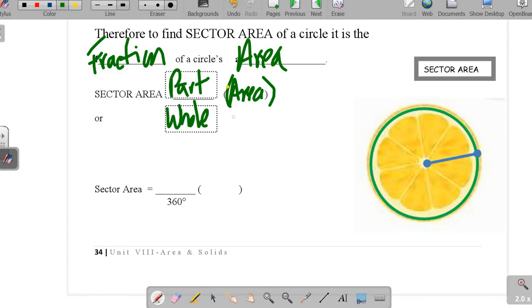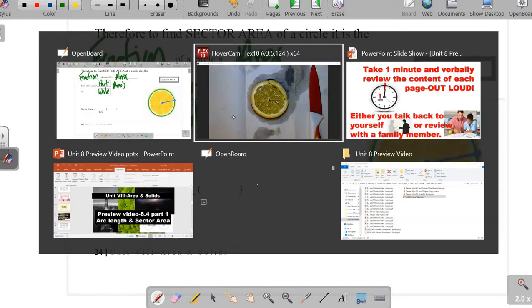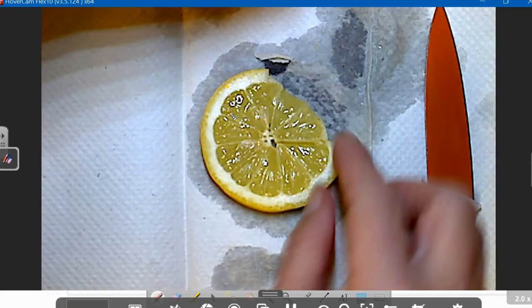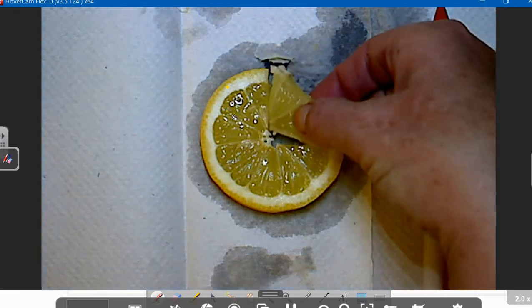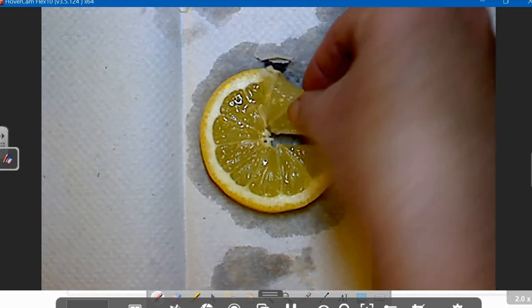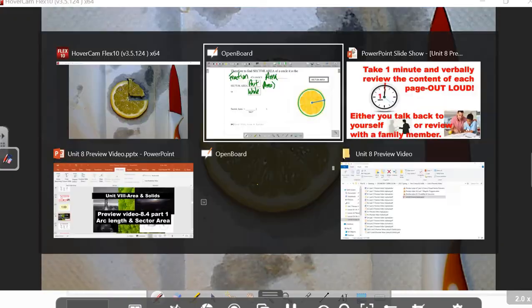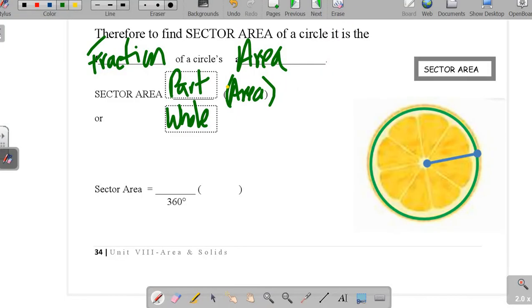So a sector area is simply a fraction of the area. In this example, the sector area would be this little slice here. It is a fraction or a part of the area. Part is that theta angle, which is in the middle, over 360, times area, which would be pi r squared. That would be sector area.